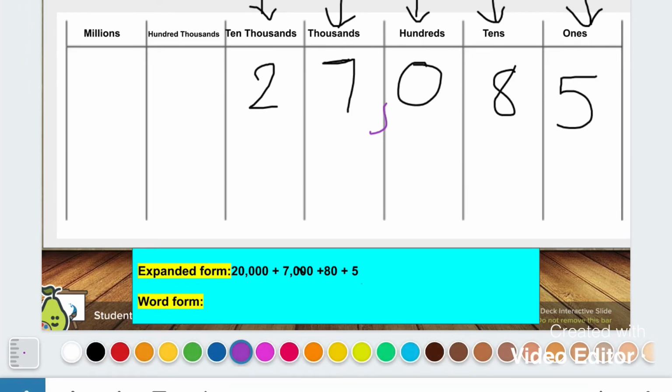The last thing is word form. We say this number as 27,085. I have 2 10,000s, 7 thousands, 8 10s, 5 1s. Again, we say this number as 27,085. Say that number with me. 27,085. I'm going to write that number in the same way that I would say it out loud.